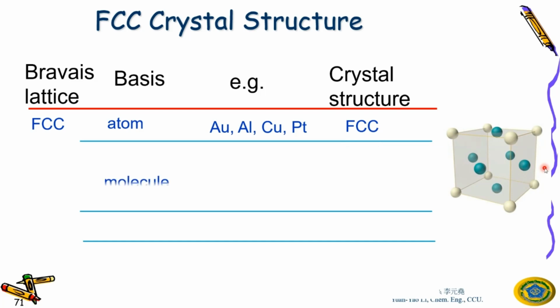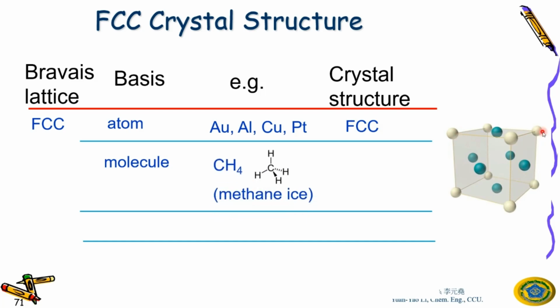Okay, and how about if you put a molecule in this position? For example, methane. This is called methane ice. Methane is in the form of gas, right? But if you reduce the temperature low enough, methane will become a solid. We call it methane ice. Bonded by what? Chemical bond or physical bond? Methane ice means methane molecules put together very close. The bonding between two methane molecules is called a secondary bond.